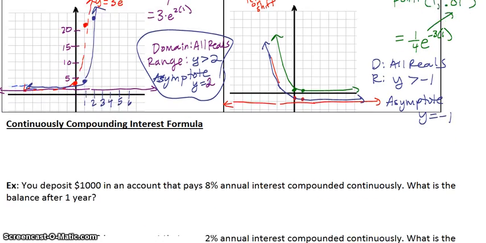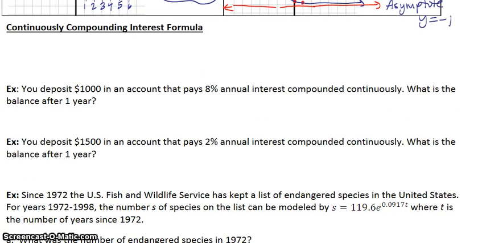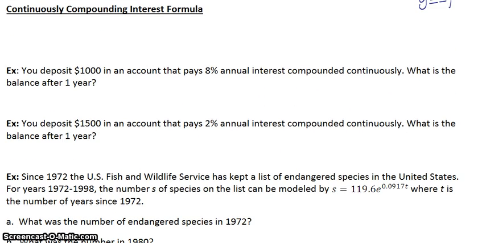Next, we're going to show you how e applies to interest and finance. So the thing is, remember yesterday, or in section 8.2, we had this formula. I had the principal times 1 plus r over n, to the nt power.